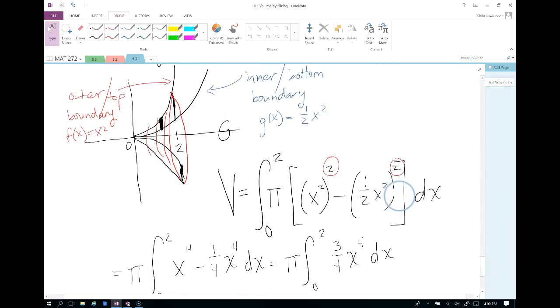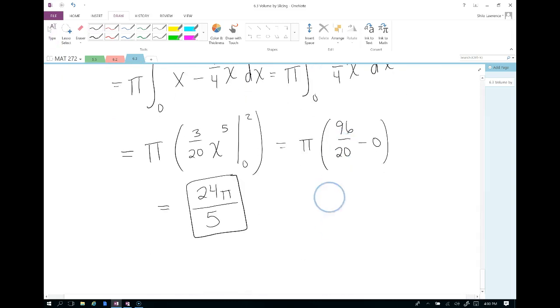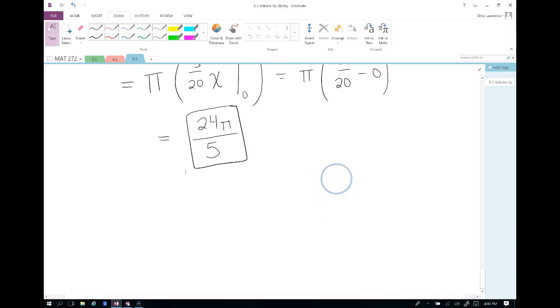So we've got this outer boundary and the inner boundary. And we're not using the axis of revolution as our inner boundary or our bottom boundary. We've got a different graph doing that for us. And whenever that happens, it creates a hollowness. So we've got to think of it as an outer volume minus an inner volume. And we square separately.